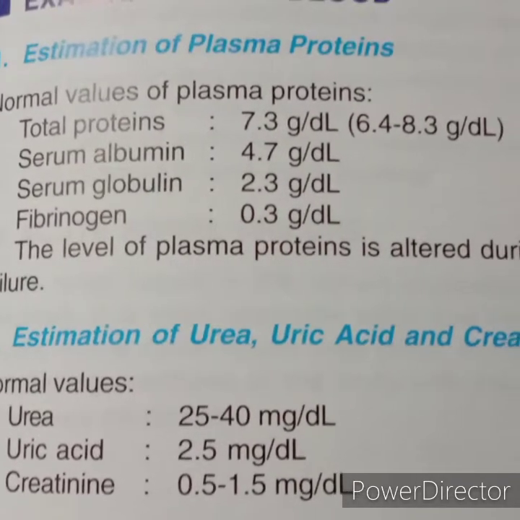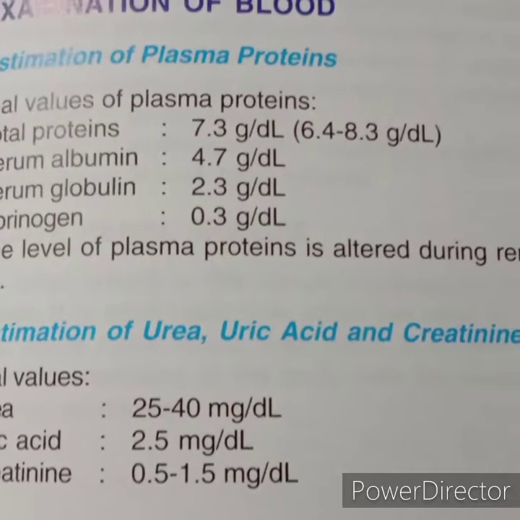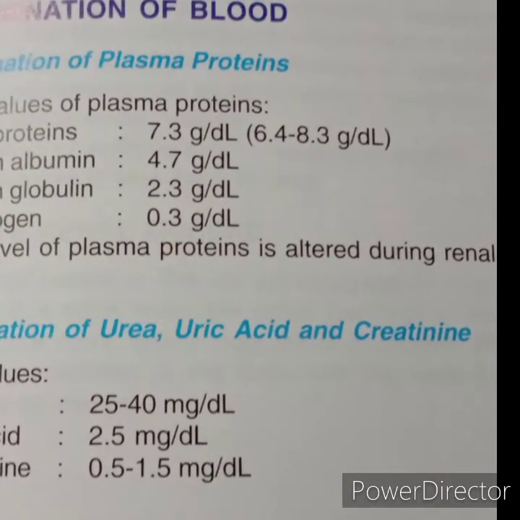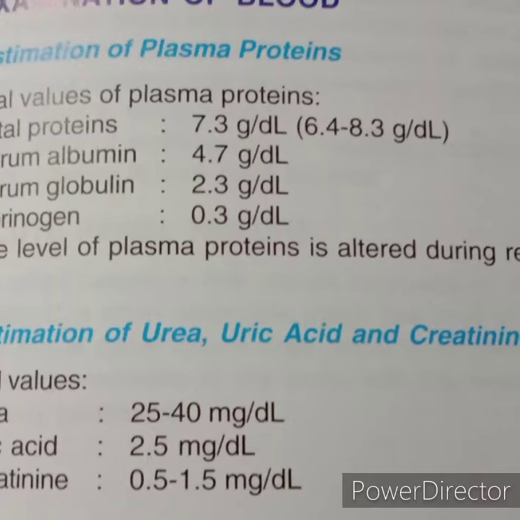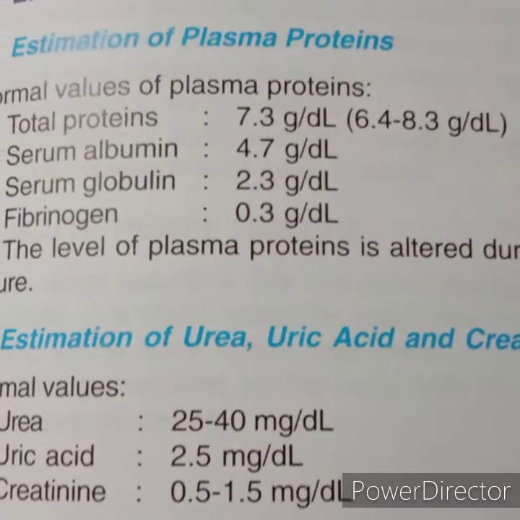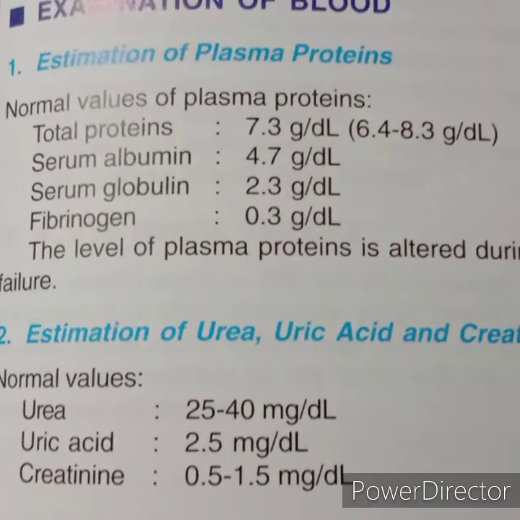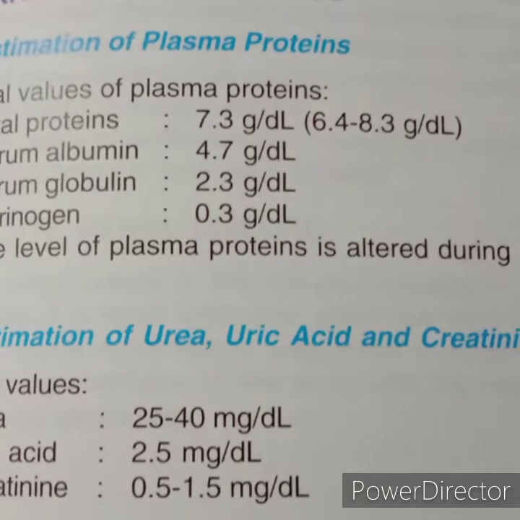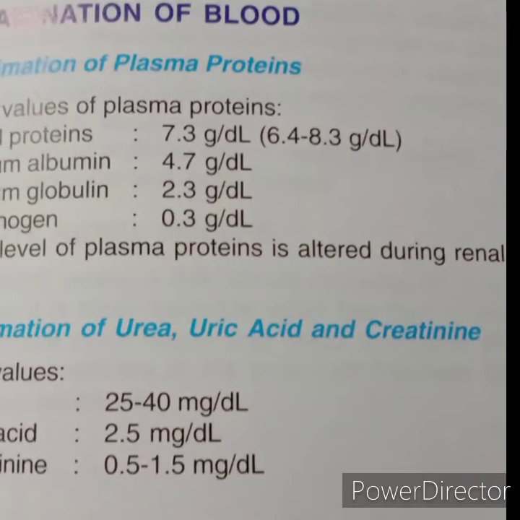9. Nitrate. Presence of nitrate in urine indicates presence of bacteria in urine since some bacteria convert nitrate into nitrite in urine. Now, examination of blood. First, estimation of plasma protein.